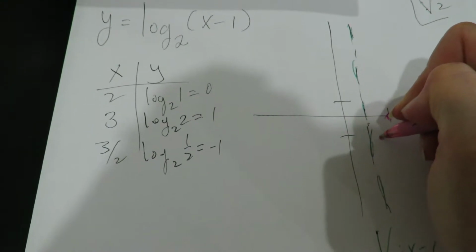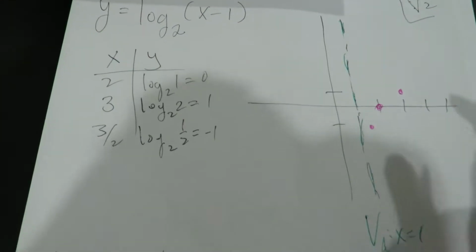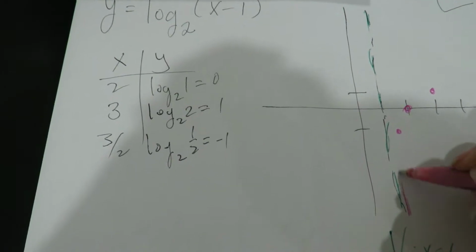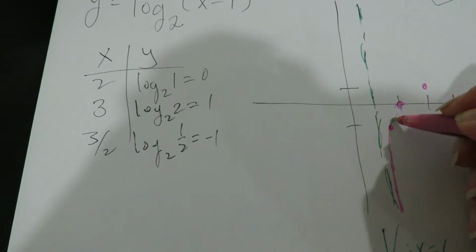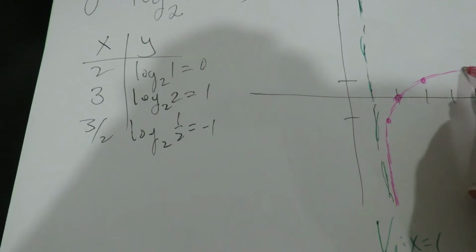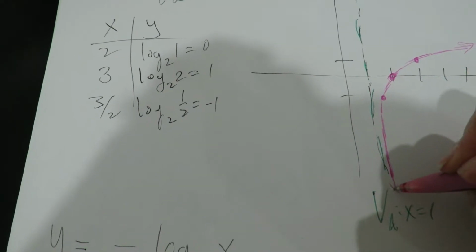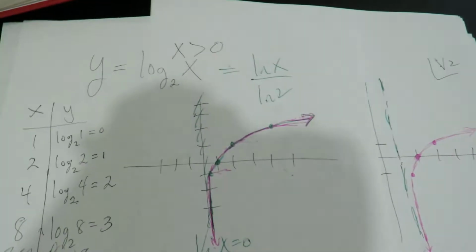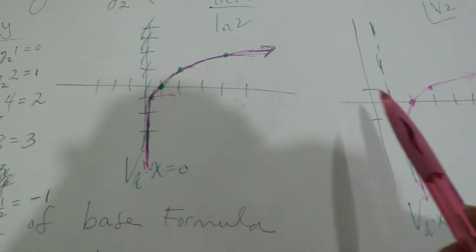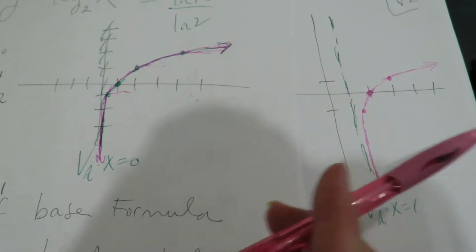So that's right here. And really, this would be ideally what I would want from you. I'd want a vertical asymptote and 3 points. If you do more, that's great, but this is ideally what I'm looking for. And then you can see that each point on this graph is shifted over 1 unit, which is what's making this one.